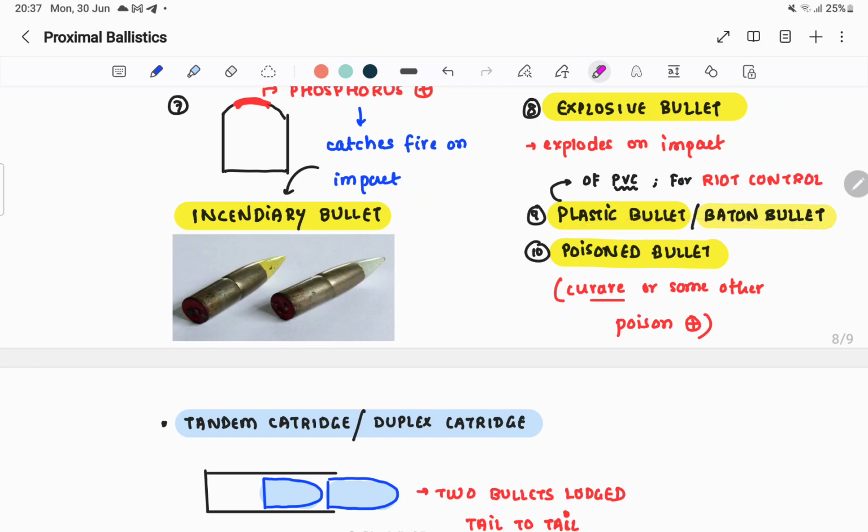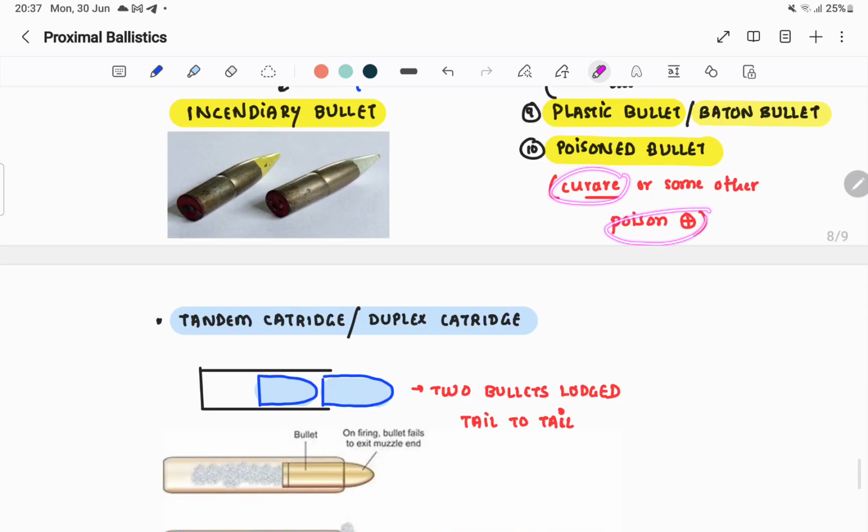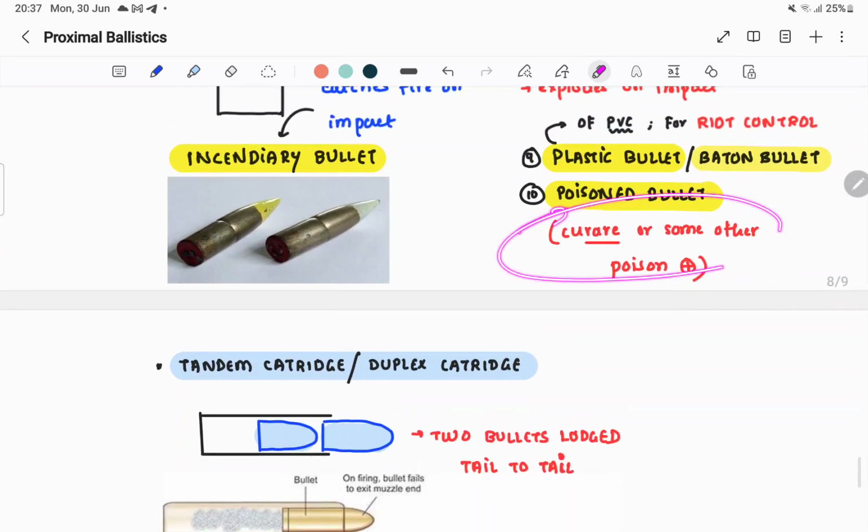Plastic bullet or baton bullet: made of plastic or PVC, used for riot control. Whenever common people are demanding something and get out of control, you can't just fire real bullets. So you use plastic bullets so there is minimal injury and people will be frightened because firing is going on. Poisoned bullet is not used nowadays. Curare or some other poisons are used in hunting but not for humans.